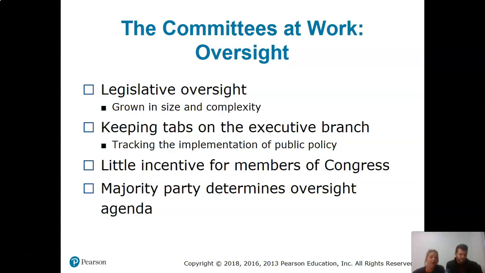Anyway, so the majority party determines the oversight agenda. Again, whoever has control, and mostly the House is going to use legislative oversight, they are going to determine what we're overseeing. They are going to be able to subpoena maybe people who work within the executive branch to come in and testify on why this policy has not been implemented properly or whatever it might be.